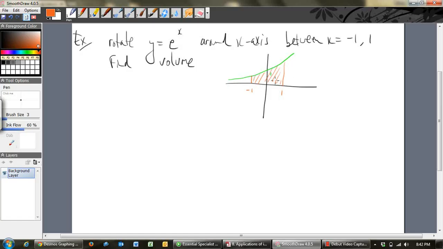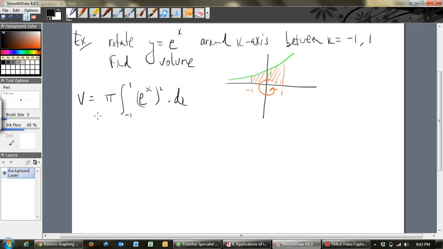And what we're going to do is rotate that around the x-axis, so it's going to get spun around the x-axis. That's going to make sort of like a horn shape. Okay, so let's do this. The volume will be equal to pi, never forget the pi, it'll ruin you, between -1 and 1. And what we want is the function e to the x, but we're going to square that function, dx. And there's your volume right there.